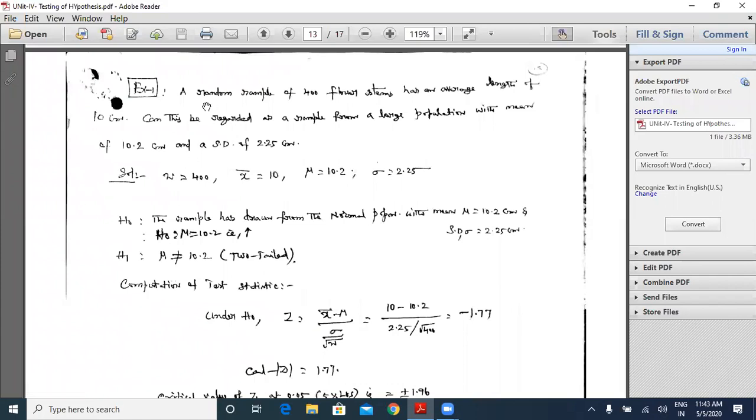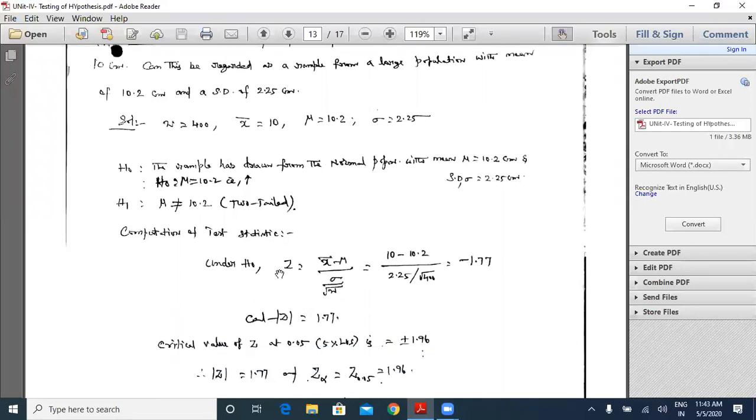Next, since n is greater than 30, that is 400, we have to apply a large sample test. Under a large sample test we use the Z test. So under H naught, calculated Z is equal to x bar minus mu by sigma by root n. That is 10 minus 10.2 divided by this. We'll get minus 1 point.